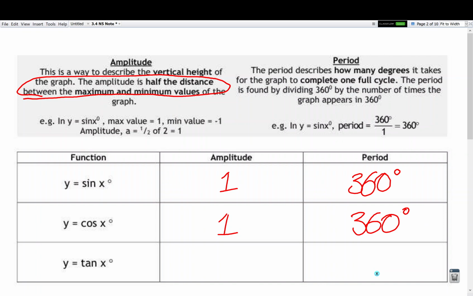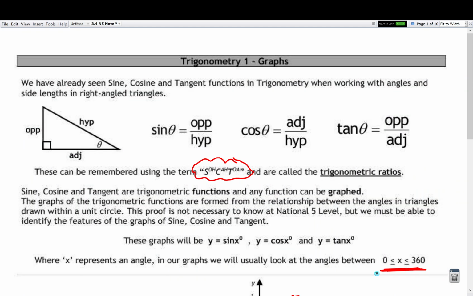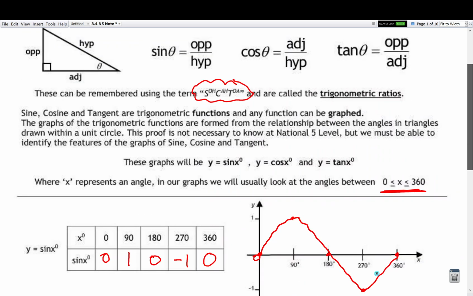Now the tangent graph is a bit different because we cannot define the maximum or minimum value. The maximum is positive infinity, the minimum being negative infinity. It's impossible for us to do a calculation to get an amplitude, so there is no amplitude for the tan graph. The period, however, we can get a value for. So how many degrees does it take to repeat itself?